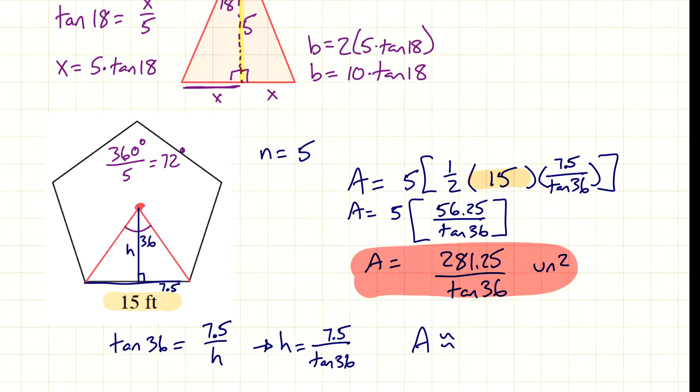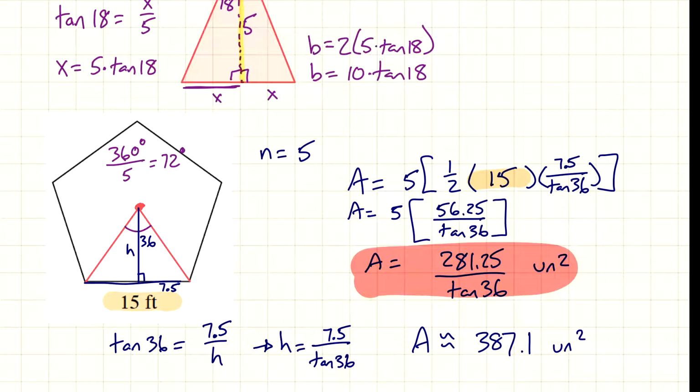I believe the answer, I think this comes out to, let me just do it, tangent of, what were we saying, 36? Yeah, 387.1 units squared.